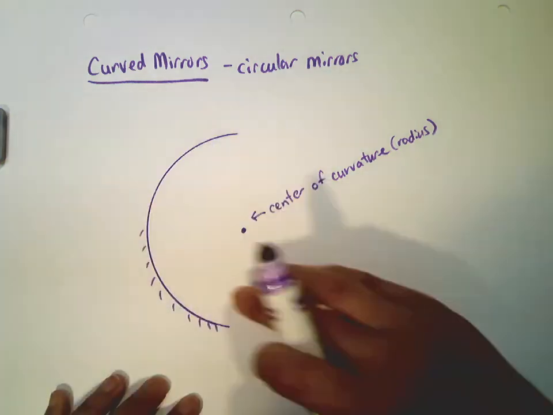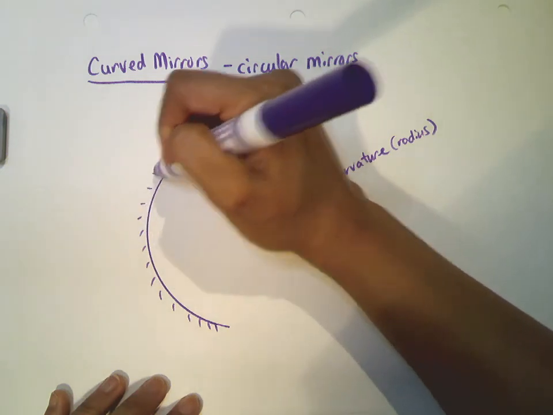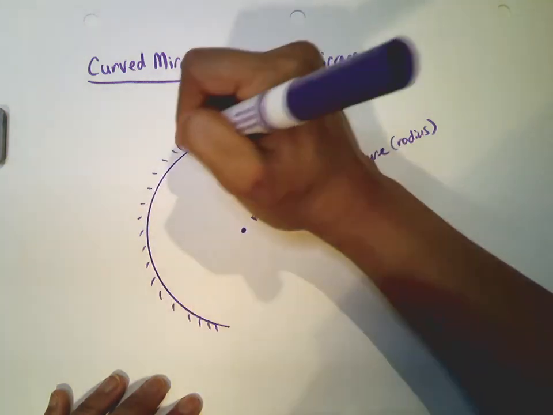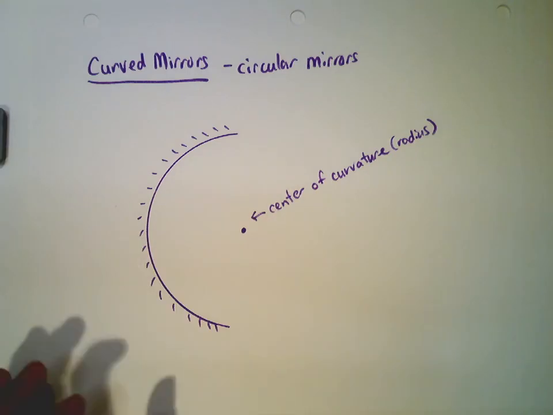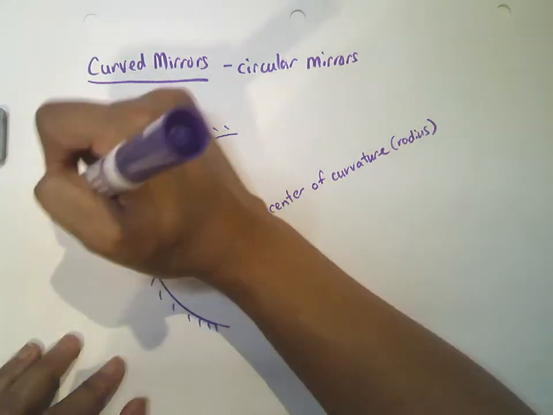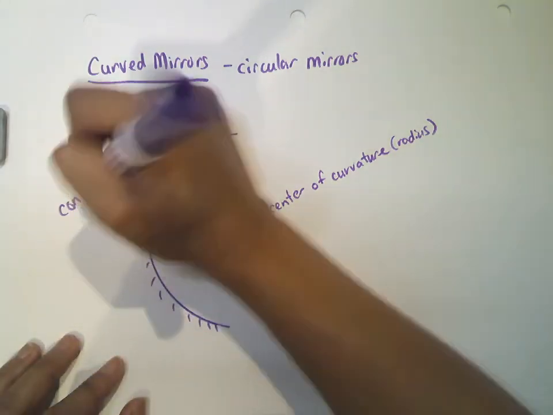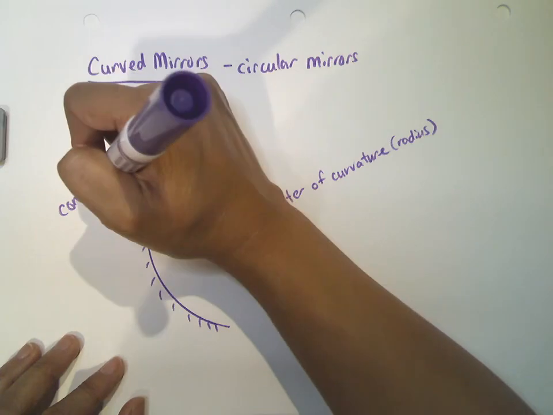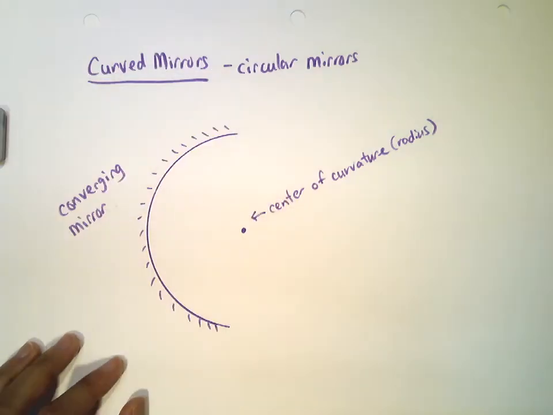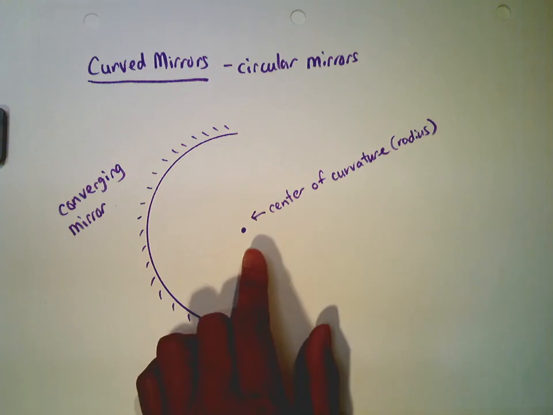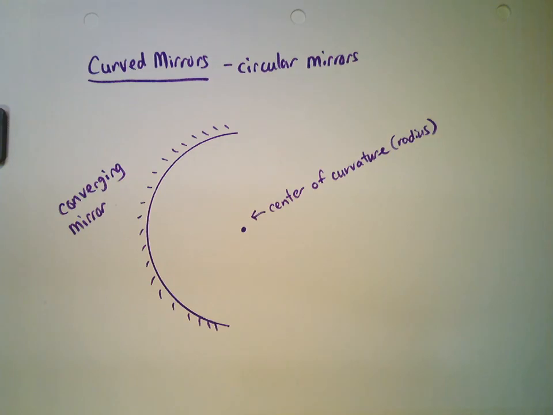Now we can also make the backing on the other side and this side shiny, and that's a different type of mirror. It's called a diverging mirror. This example is called a converging mirror. We will show you the other example in a minute. So this is called a converging mirror. Perfect. All right, converging mirror. This here is your center of curvature.